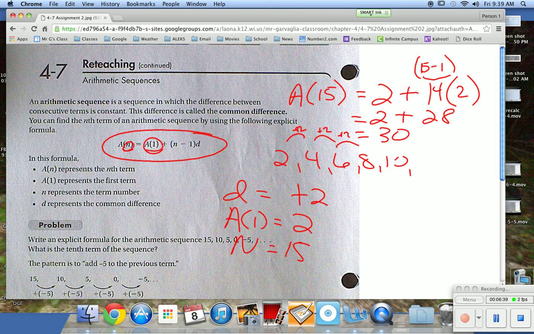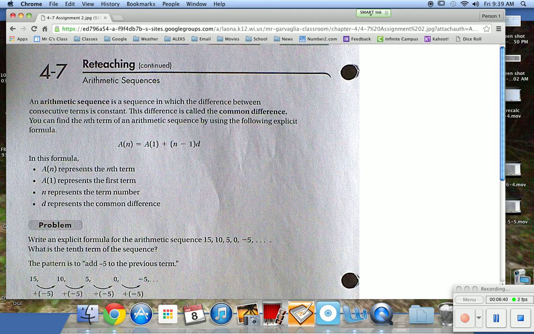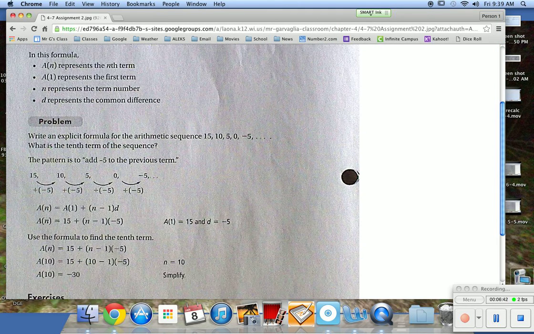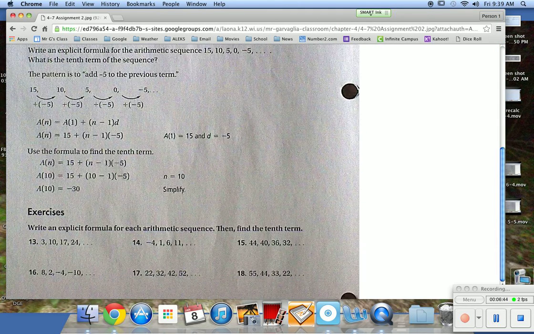All right, let's do the example. Let's do number 13. Jessa, you're going to work with me on this. I go from 3 to 10 to 17 to 24. What's happening, Jessa?